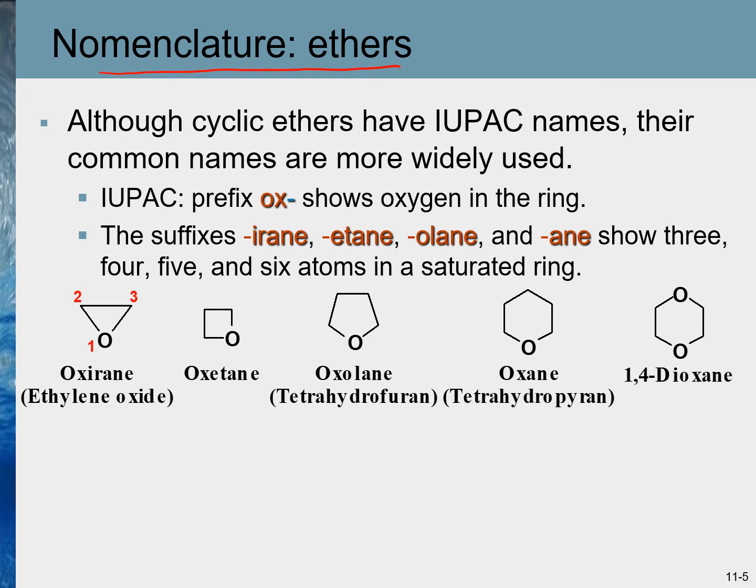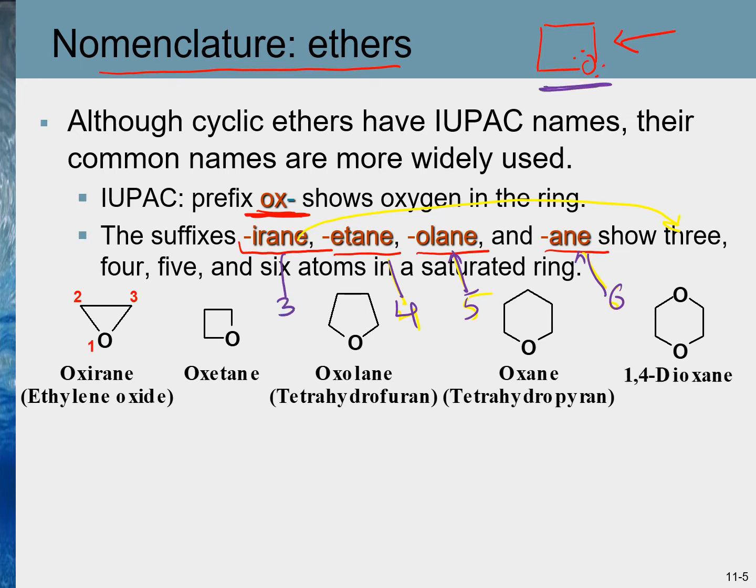According to IUPAC rules, the presence of oxygen in a cyclic compound such as this one is shown by using the prefix ox, and the size of the ring is indicated by different suffixes such as irane, etane, olane, and ane. Irane is used to indicate that the ring size is 3, etane for 4, and olane for 5, and ane for 6 membered ring.